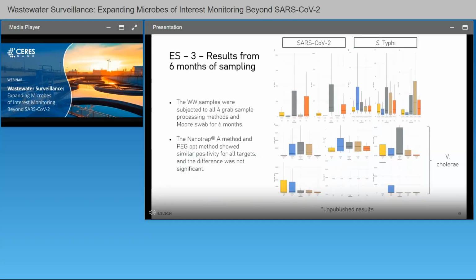Now, we also carried out sequencing. These are basically the results of the 6 months of sampling from the wastewater. These are not positives; the y-axis is just the genome copies per microliter, and this is just a summary of what I showed you. The wastewater samples were subjected to all 4 methods for 6 months. And like I said, the Nanotrap A method and the PEG precipitation method show similar positivity for all targets, and the difference was not significant.